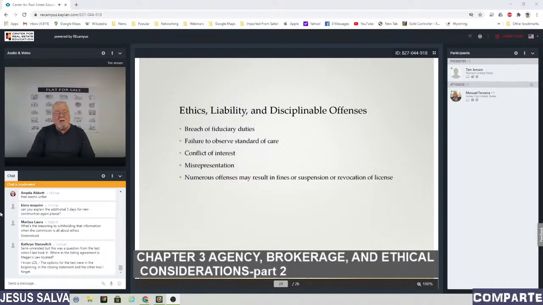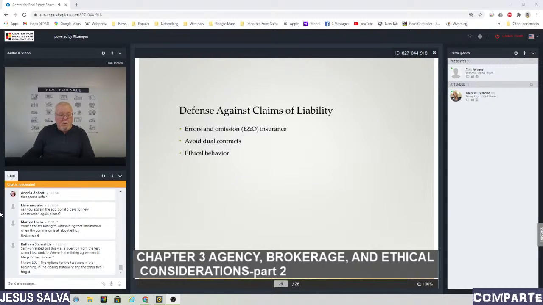Know what your agency obligations are and your duties and practice them. Know how to do your job and do it well so you can exercise the duty of care. Always disclose potential conflicts of interest, never misrepresent, and there's a whole slew of other do's and don'ts that I don't want to go into. It's all in your book.